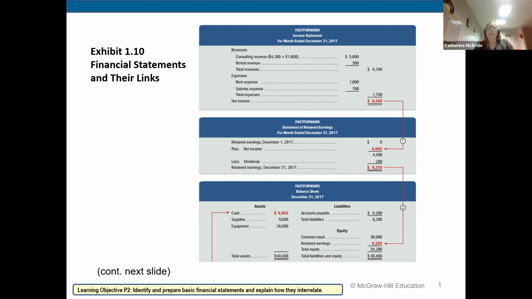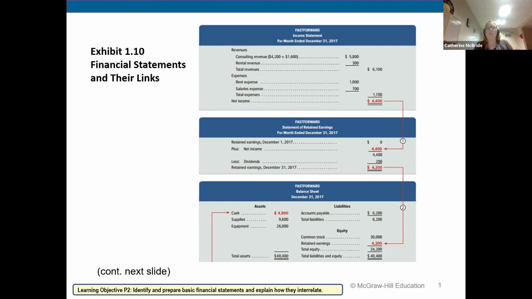So let's look at the income statement first, which is at the top. I want you to notice the heading. On the heading, first on all of the statements, we put the company name. It can be in all caps, but it doesn't have to. We put the name of the statement, and then we put the date. The income statement, the statement of retained earnings, and the statement of cash flows all cover a period of time. So those dates are going to be something like for the month ended, for the year ended, for the quarter ended. Those dates are always going to cover a period of time.